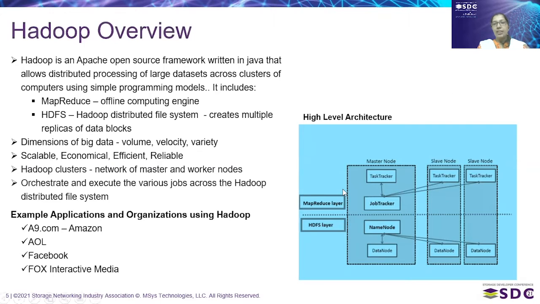This is the high-level architecture of Hadoop, where we have a master node and multiple slave nodes. In the master node, we would have task tracker, job tracker, name node, and data node, which again split up into the MapReduce layer and the HDFS layer. In the case of a slave node, it would be task tracker and data node.